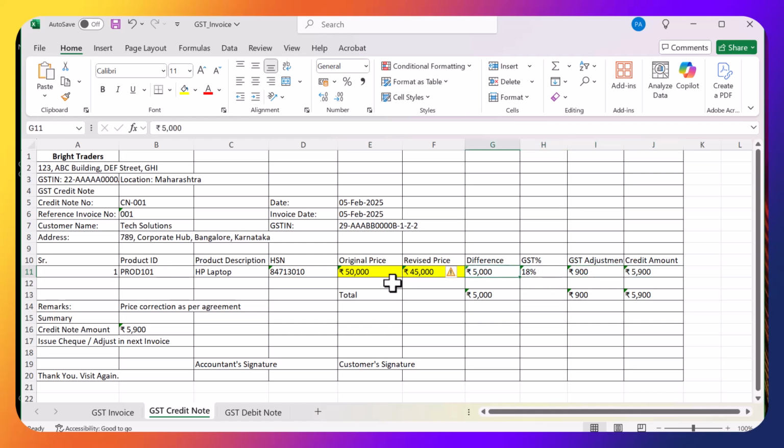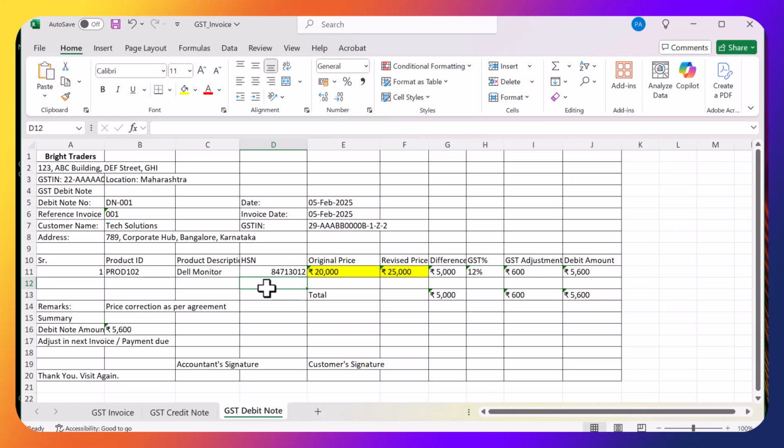So he had supplied originally at 50,000, but then the customer said, our deal was for 45,000. So give us a credit note. So he is going to issue a credit note, or it can even be a debit note. He supplied Dell monitors at 20,000, but then you said our deal was for 25,000, that is, 12,500 each. So then he said, okay, I'm going to raise a debit note on you for that amount. So these are the debit notes.